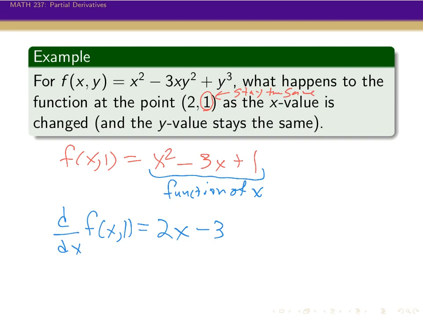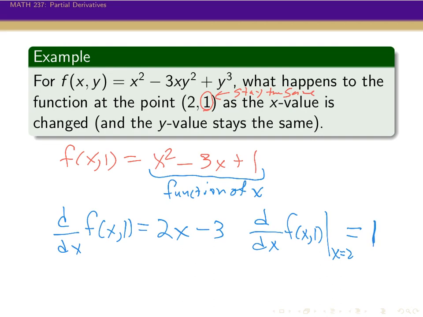This tells me the derivative of the function if I'm just thinking about moving in the x direction. And we could do something similar in terms of y. One of the things that this tells me is, if in particular I care about what's happening at 2, I can plug 2 into this. Evaluate this at x equals 2. That would be 4 minus 3, which is 1.